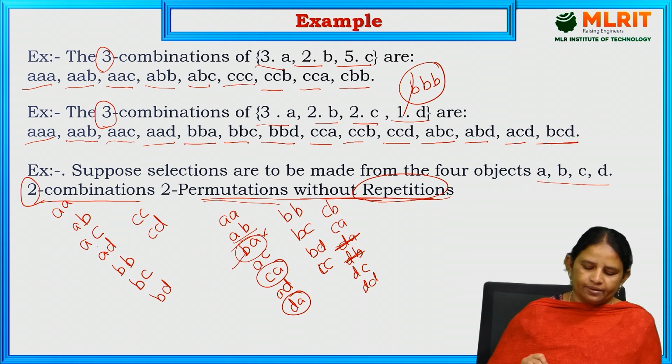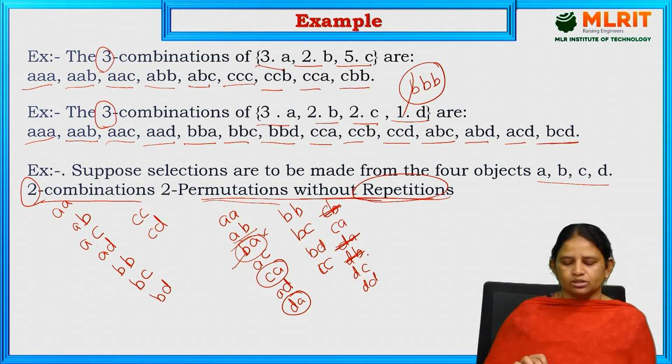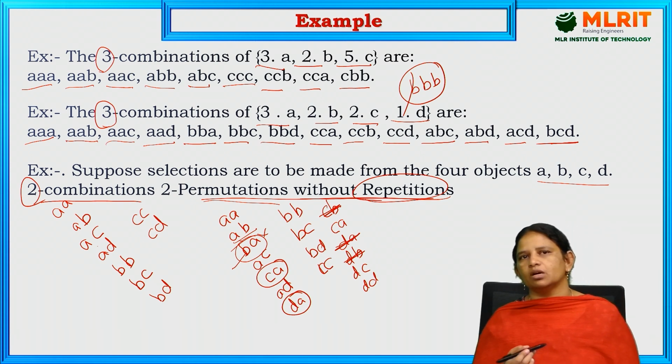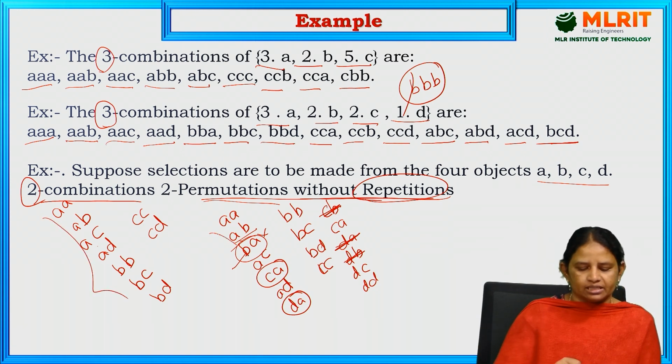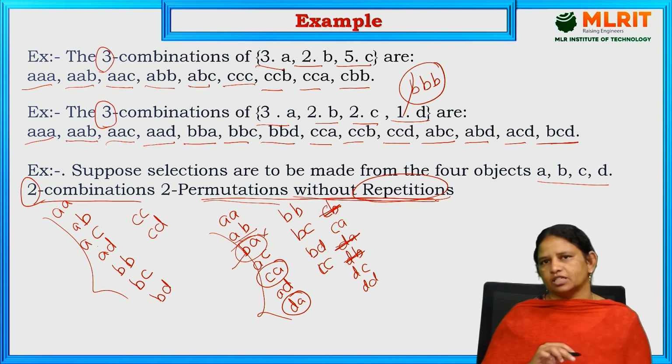DC, DD. Next, BB, BB is there. BC, CB is already there. BD is already removed, CC, CA, CD. So, these are the combinations and permutations possible with 2 letters. In the case of these combinations, we are getting the same type of permutation, because here the repetition is not allowed.